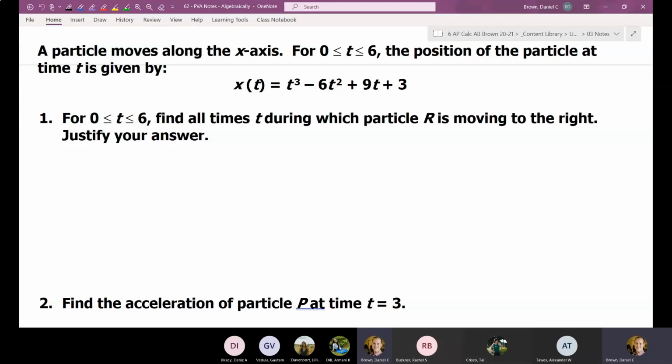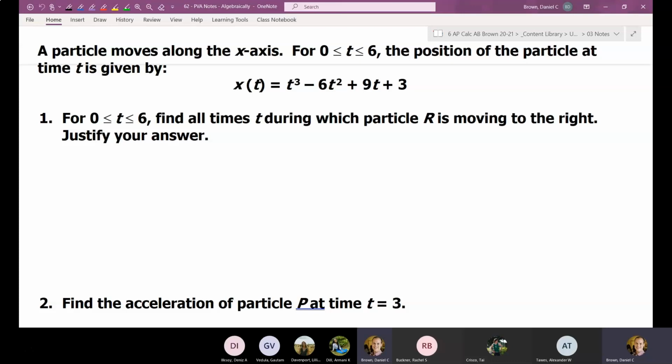And then it says for 0 to 6, the position is given by this function, x of t is equal to t cubed minus 6t squared plus 9t plus 3. And question 1 says, find all the times at which the particle is moving to the right, and then justify your answer.